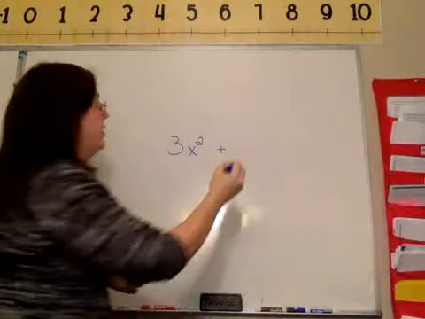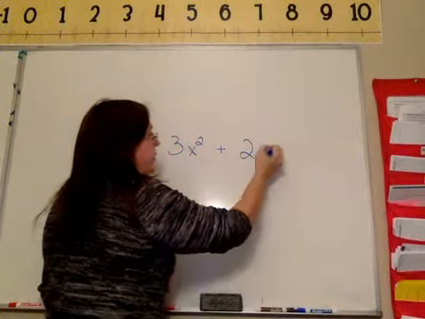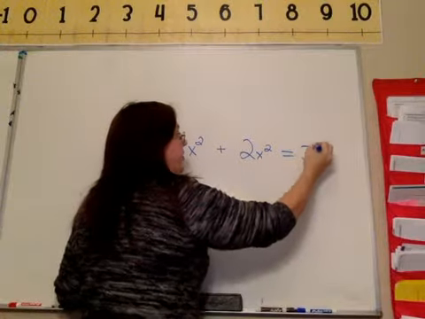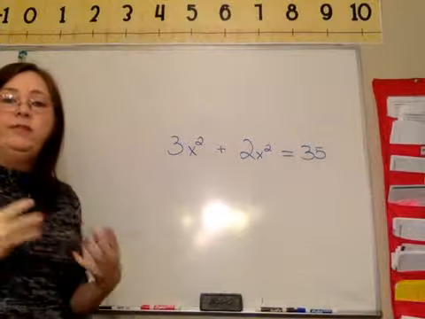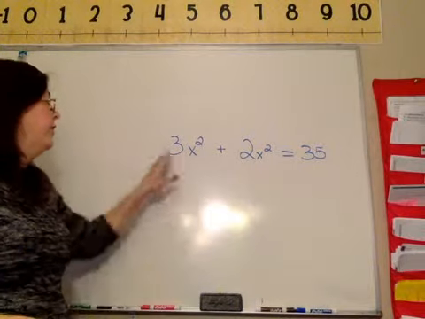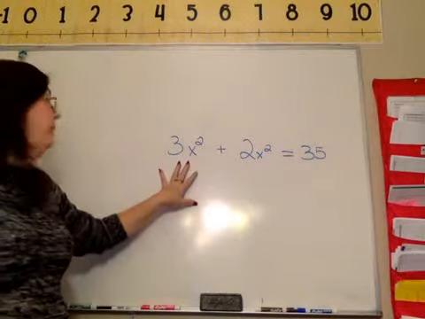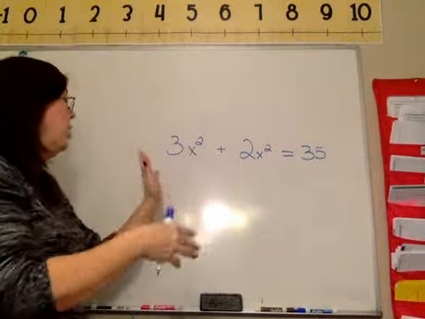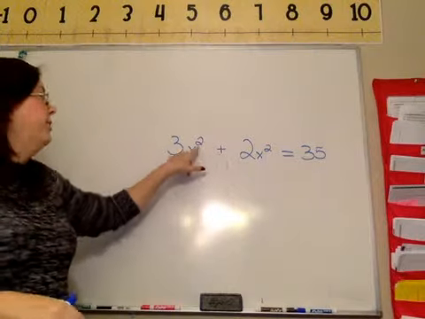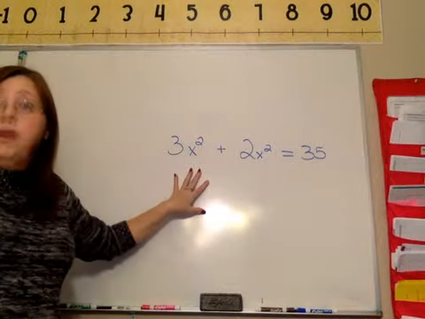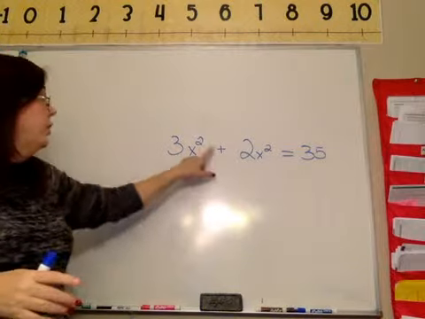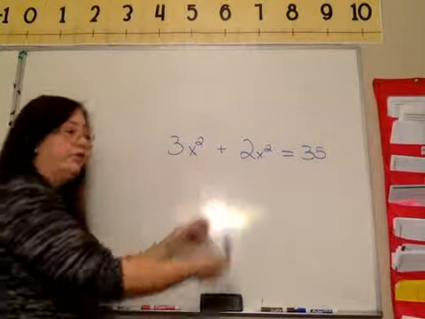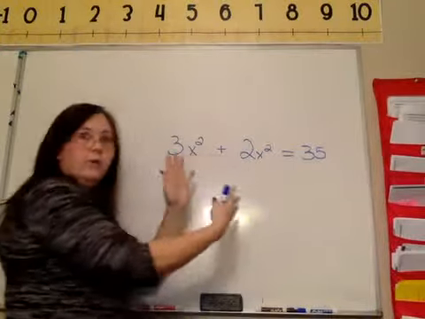3x squared plus 2x squared equals 35. Okay, we can't forget the things that we've learned all along. There's no factoring going on here. I know some people are trying to pull x's out and getting x squared times the quantity of 3 plus 2. But don't forget the very first rule is combine your like terms. These are like terms. That x squared, that means you have 2x squared plus 3x squared. You have both of those.